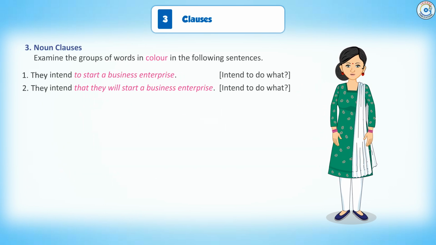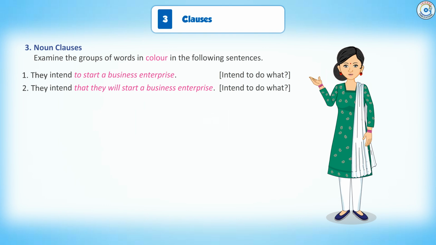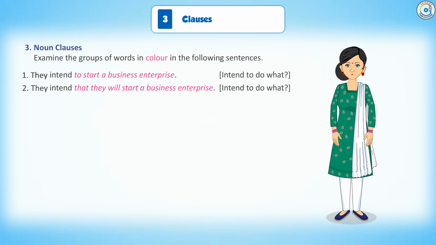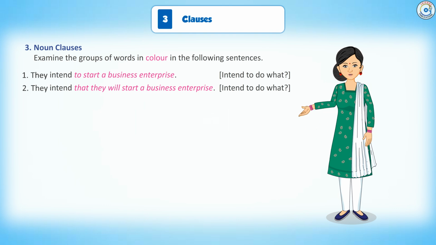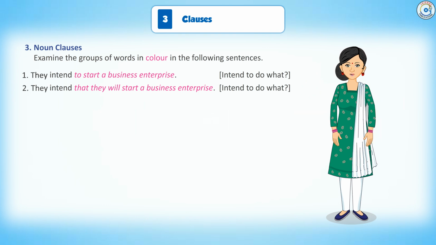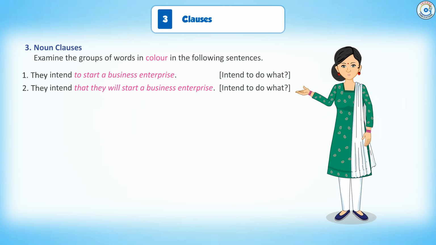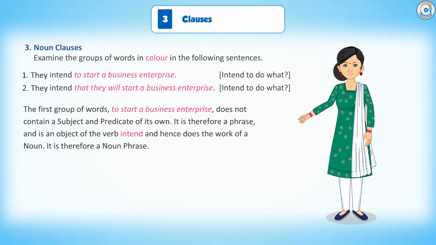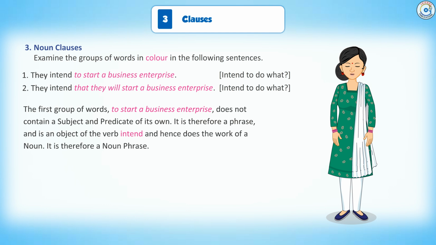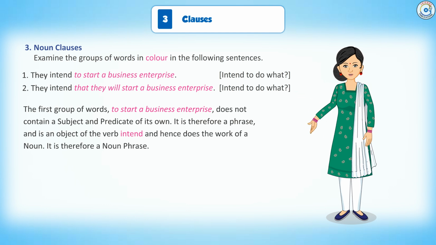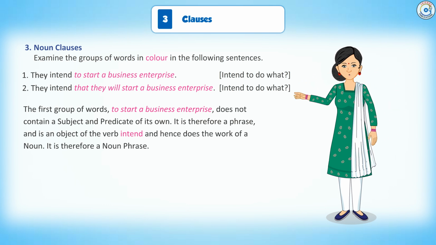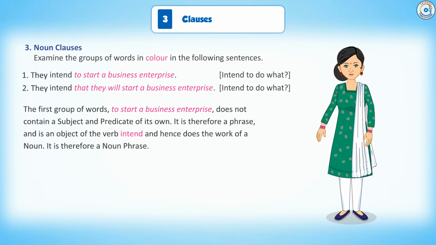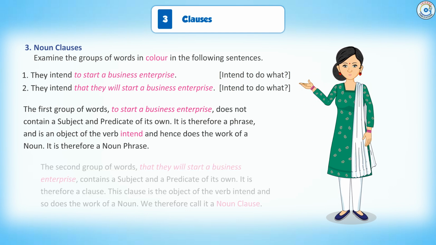3. Noun clauses. Examine the groups of words in color in the following sentences. They intend to start a business enterprise. Intend to do what? They intend that they will start a business enterprise. Intend to do what? The first group of words, to start a business enterprise, does not contain a subject and predicate of its own. It is therefore a phrase, and is an object of the verb intend, and hence does the work of a noun. It is therefore a noun phrase.